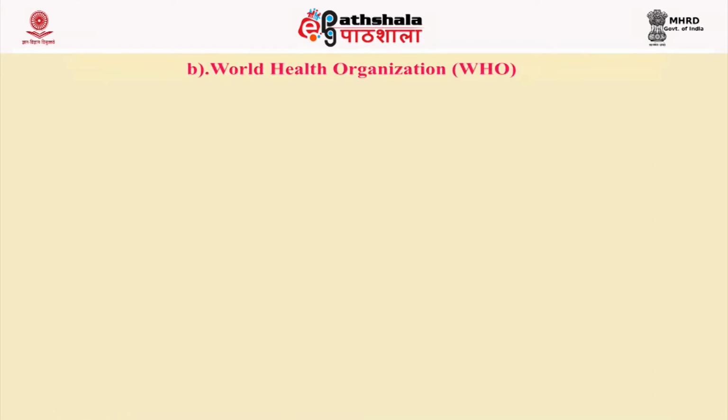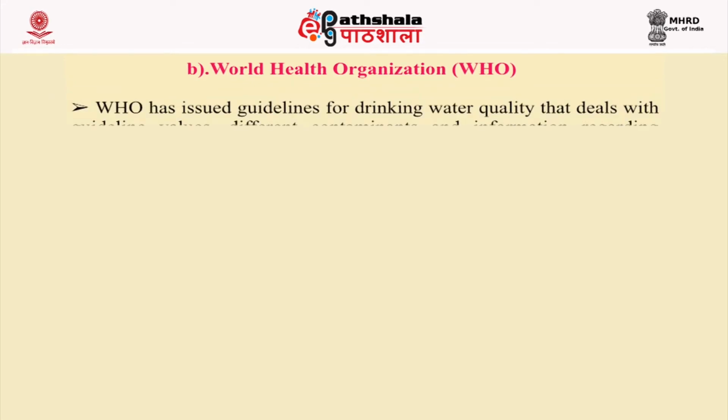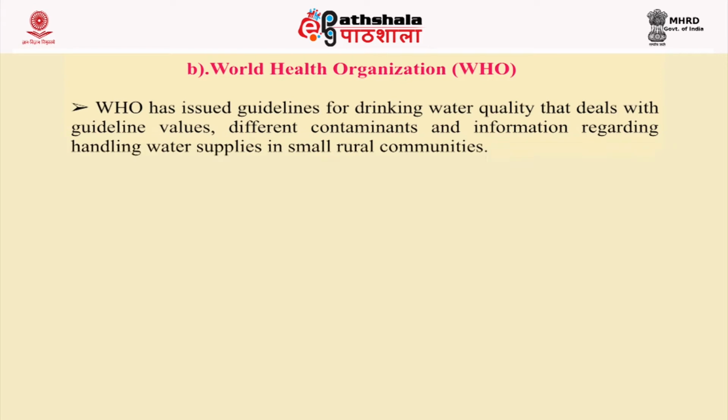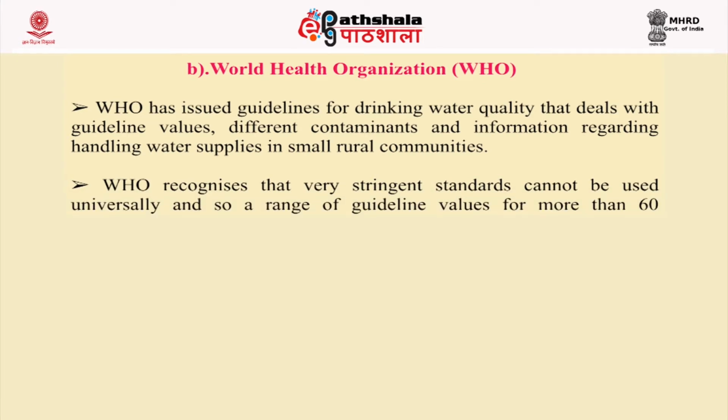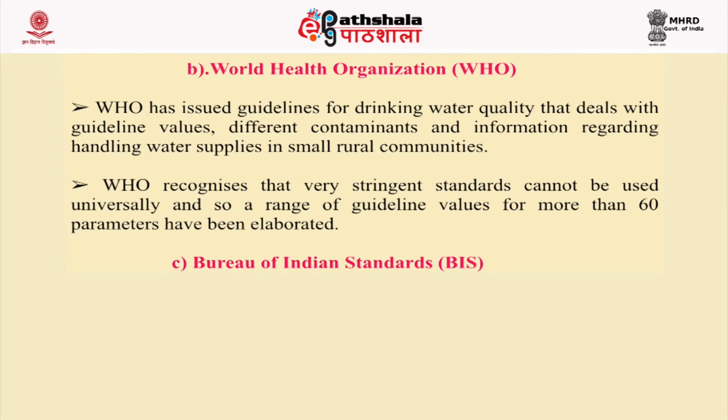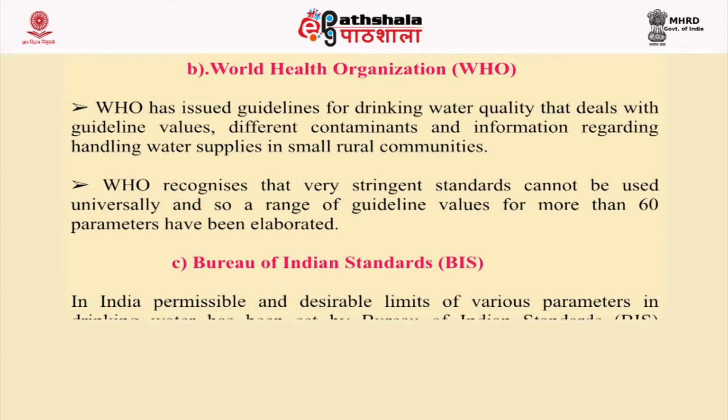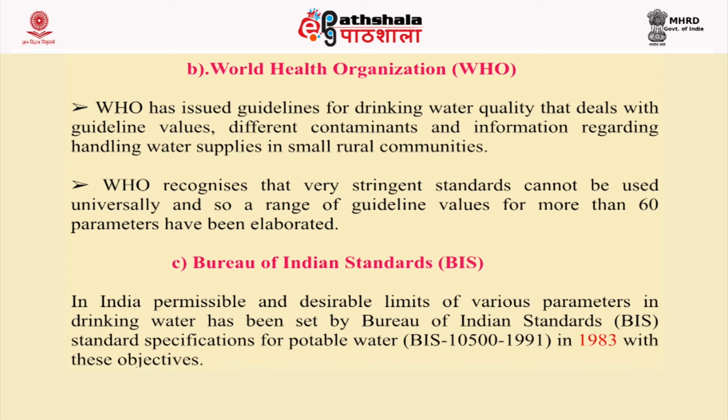Second is World Health Organization. WHO has issued guidelines for drinking water quality that deals with guideline values, different contaminants and information regarding handling water supplies in small rural communities. WHO recognizes that very stringent standards cannot be used universally, and so a range of guideline values for more than 60 parameters have been elaborated.